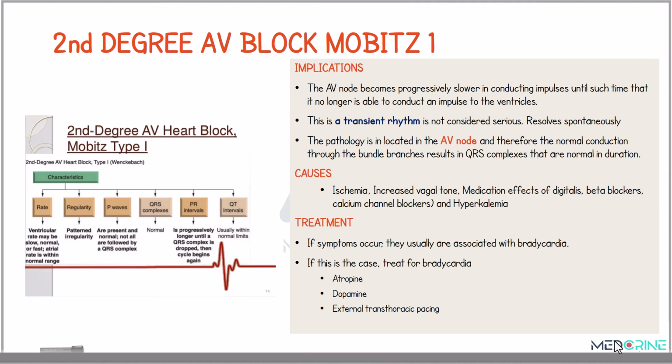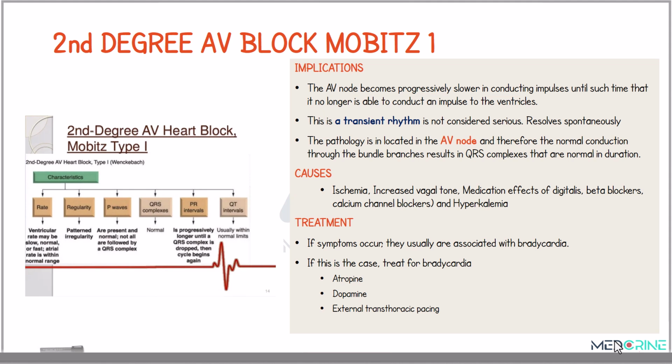And for you to understand better, as we said earlier, the pathology of this type of heart block is located in the atrioventricular node, and therefore the normal conduction to the bundle branches results in the presence of a normal QRS complex that has a normal duration and normal structure. It is usually caused by ischemia to the cardiac muscles, an increased vagal tone, or some medications, for example, digitalis, beta blockers, and some cases of hyperkalemia.